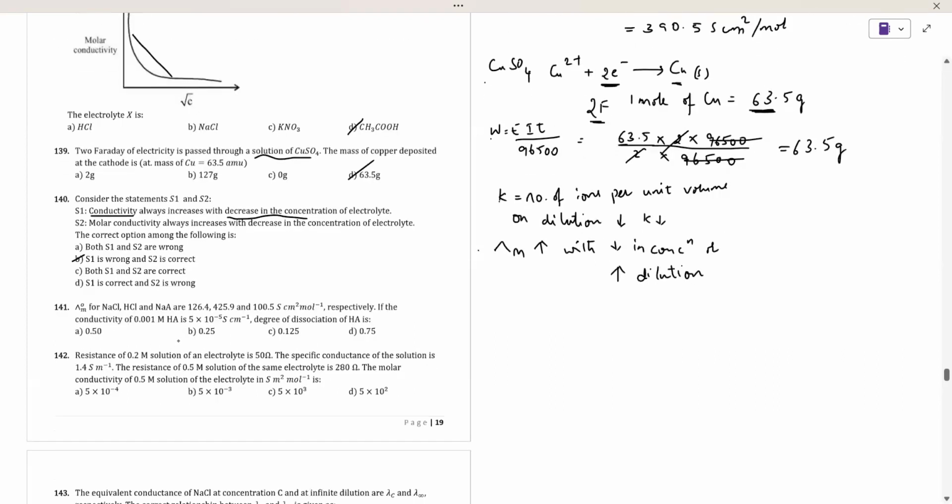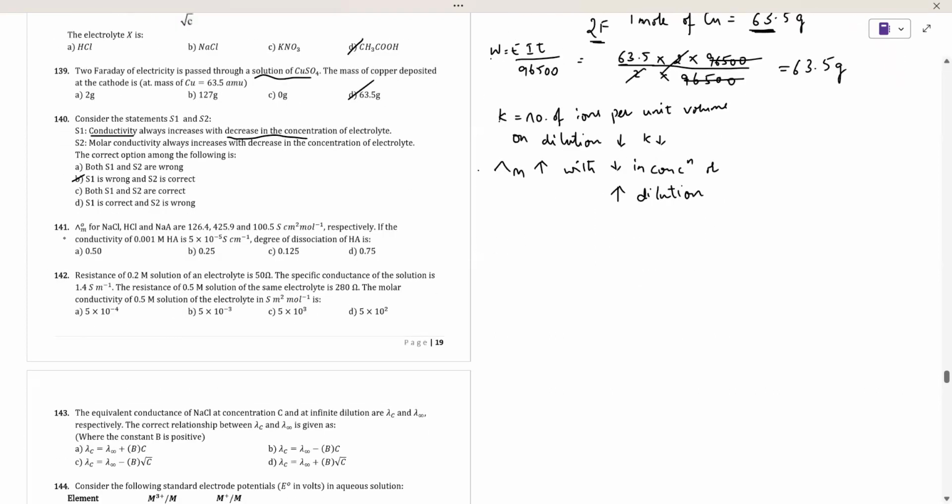Okay. Next, coming to question number 141. Once again, they are giving limiting molar conductance for NaCl, HCl, and the sodium salt of some acid as 126.4, 425.9, and 100.5 Siemens centimeter square ohm inverse respectively. If the conductivity of 0.001 molar HA is 5 into 10 power minus 5 Siemens centimeter inverse, what is the degree of dissociation of HA? We all know what degree of dissociation is.